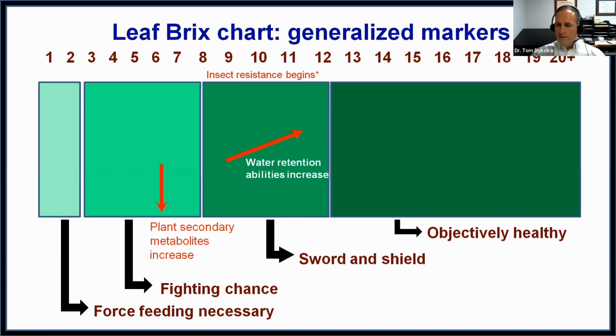The last one, these are all objectively healthy. So if I'm getting a leaf brix of 12, 13, I prefer to get to 14 because there's always going to be fluctuation in the leaves, so that if it goes down to 13 or 12, you're still relatively well protected. But they're objectively healthy. There's really no other way to describe it.